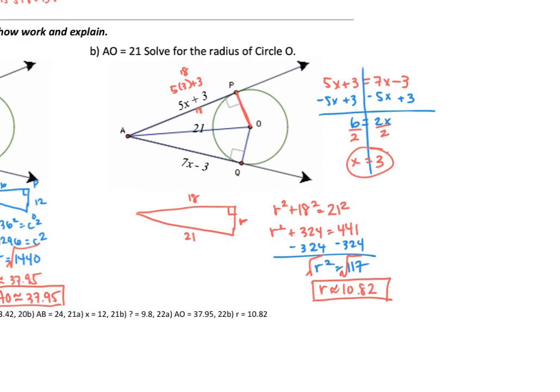So again, the only thing you need to explain really is this. Using the tangent segment theorem, we know that AP and AQ are equal, which is why you know to set those equal to each other.